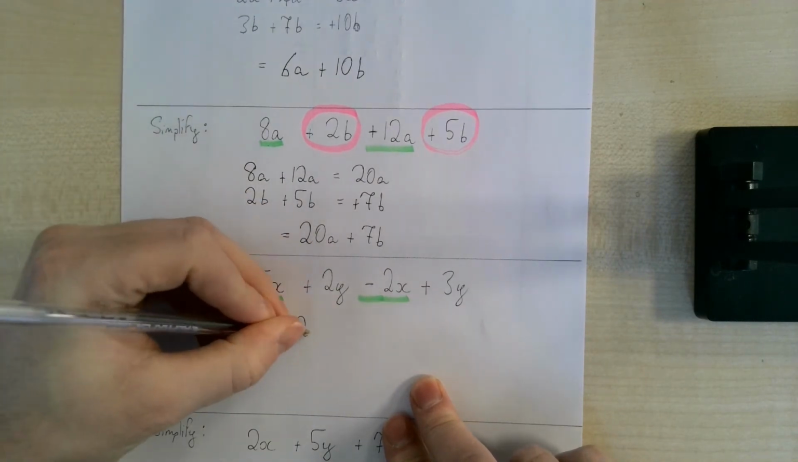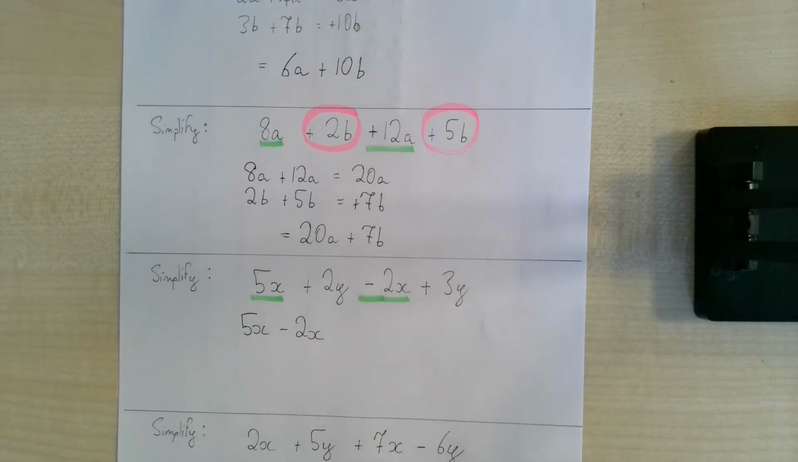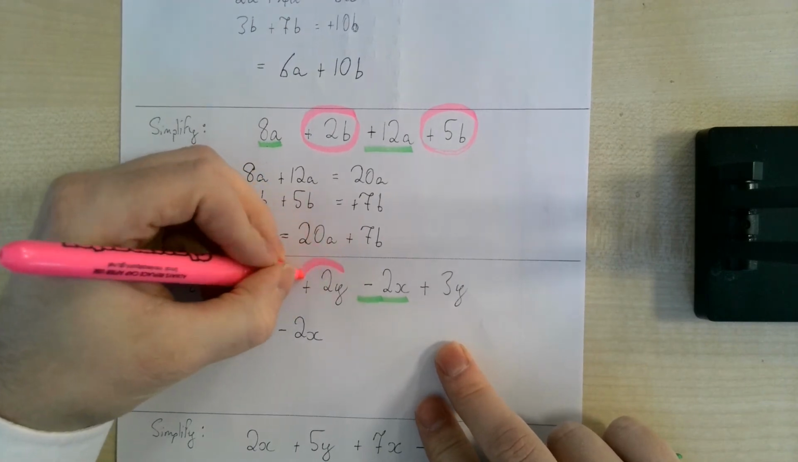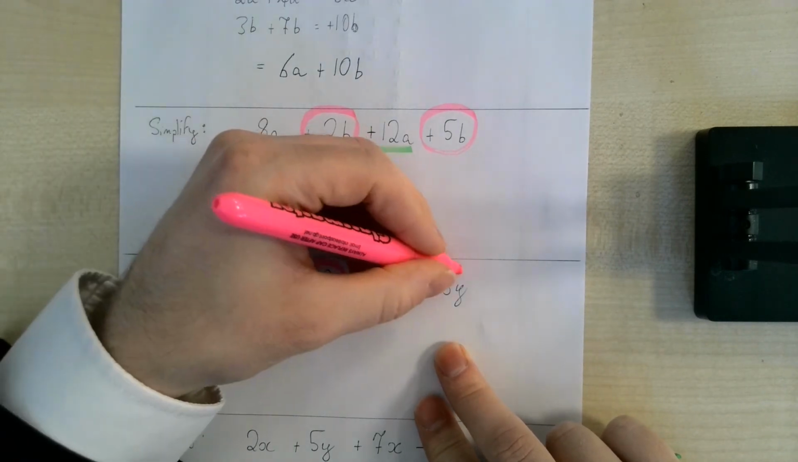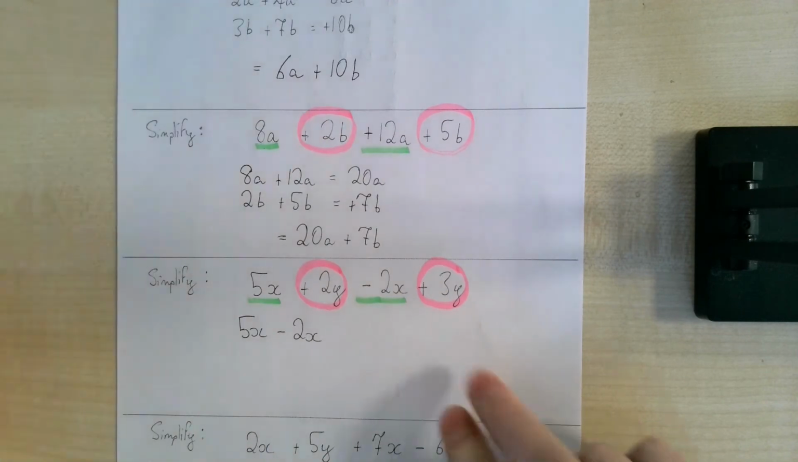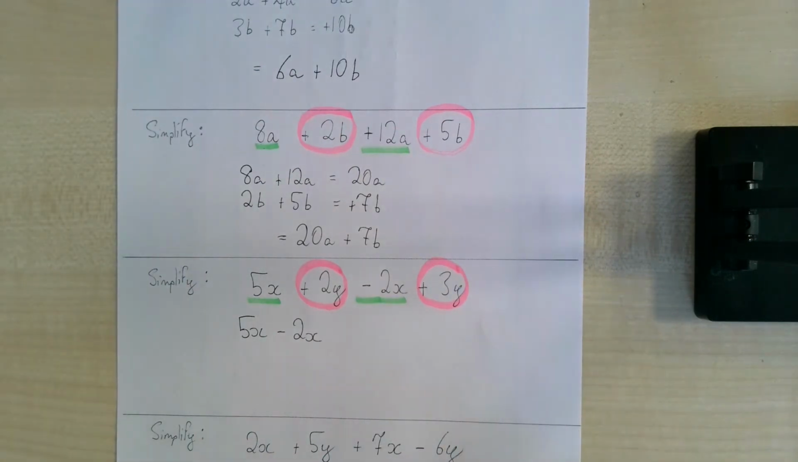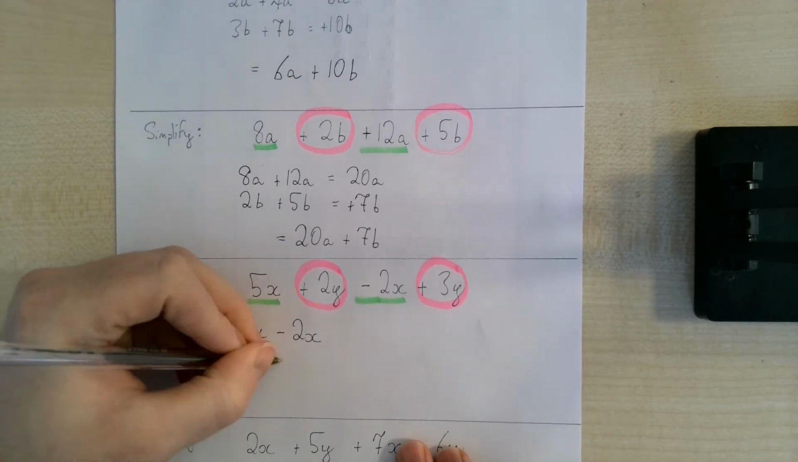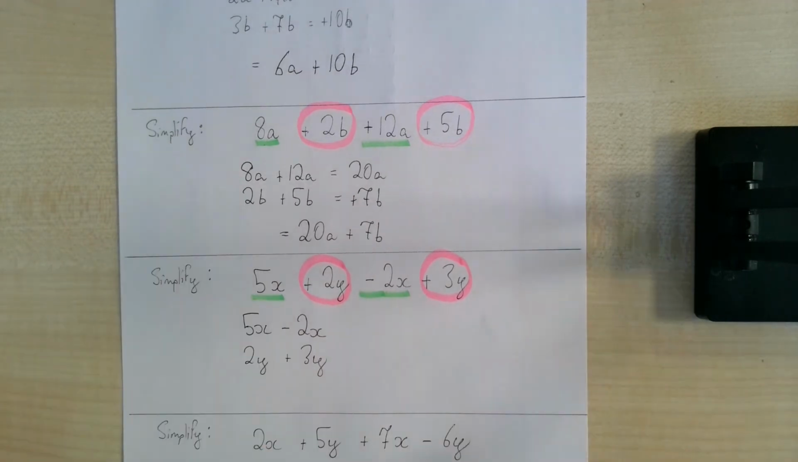minus 2 x's. The second variable our y's are, so underline or circle them, plus 2y, and we've got plus another 3y's. So altogether we've got 2y's plus 3y's.